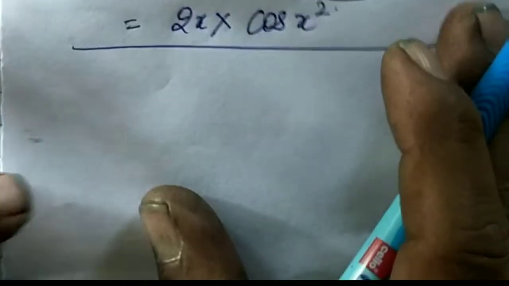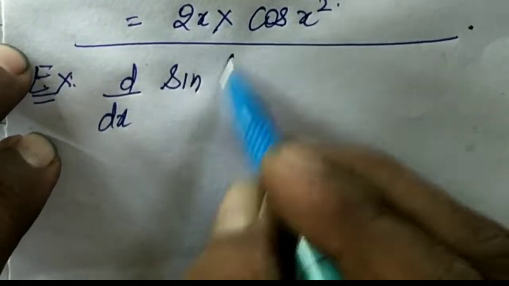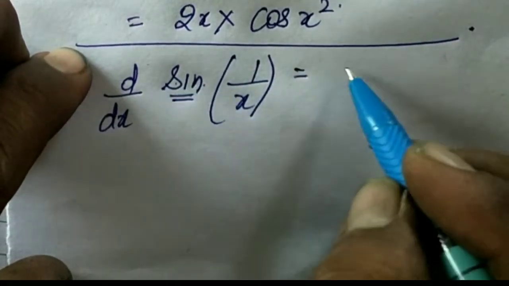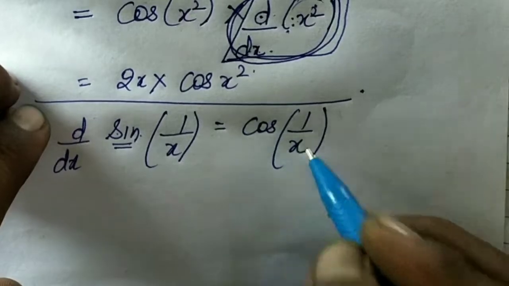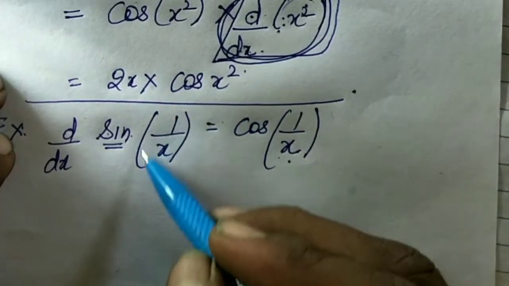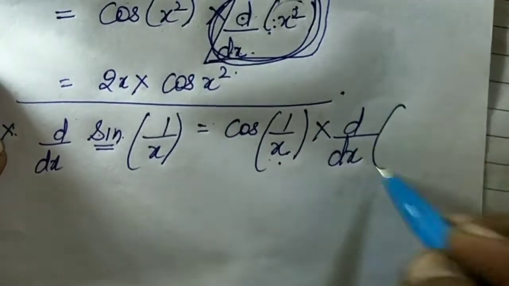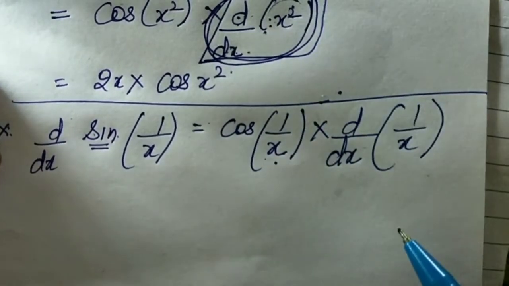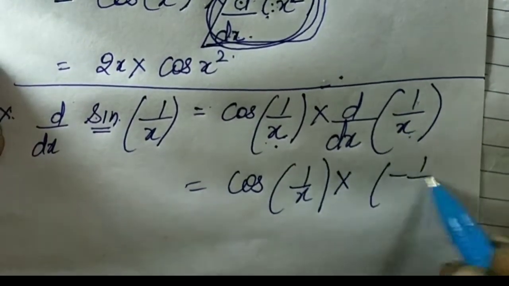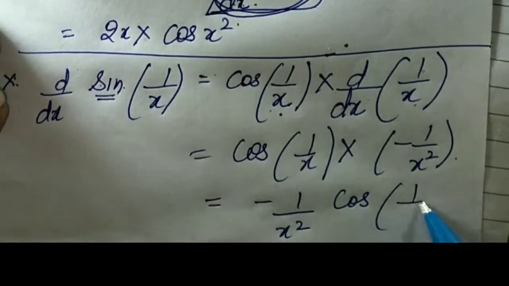Okay, let's take one more example. Suppose I have to differentiate sine of 1 by x. Okay, how will I differentiate it? The first function is sine, so I'll differentiate sine directly into cos, without seeing what is inside. But now what is inside is not x, it is 1 by x. So whatever is inside instead of x, differentiate it and then multiply it. Now differentiation of 1 by x is, we proved it earlier in the first video also, minus 1 upon x square. So our answer will be minus 1 upon x square times cos of 1 by x.